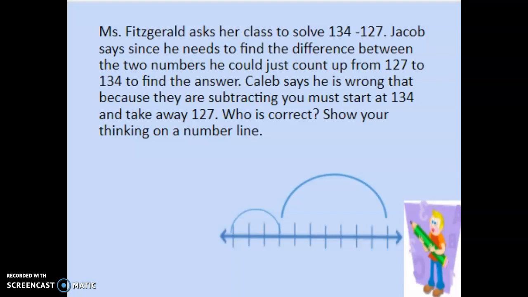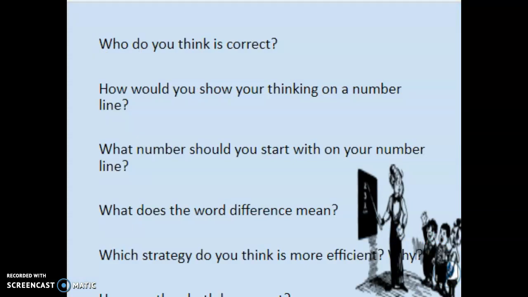So one of the students says that they could count up from 127 to 134 to find the answer. The other student says that he's wrong and that you are taking away, so you have to start at 134. So I want you in your mind right now to think about who is correct here. So we're thinking about who do you think is correct? At this point, you should already have somebody in mind. How would you show your thinking on a number line?